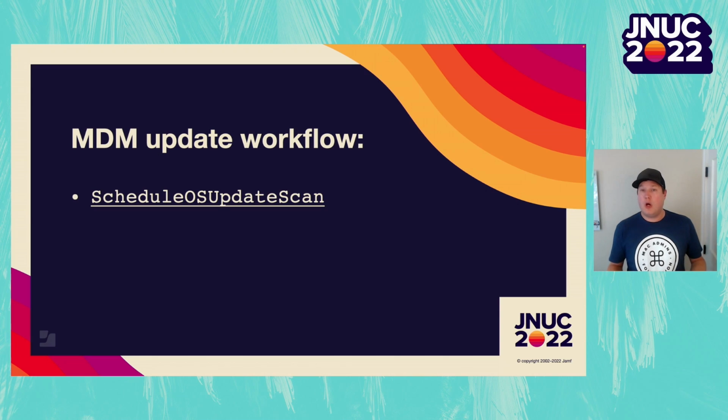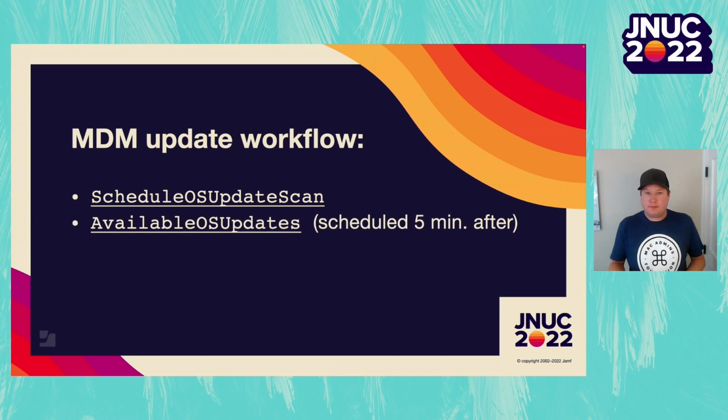The first one, schedule OS update scan. This primes the computer to make sure that it looks at Apple's servers and tells what's available to update. 5 minutes later, a scheduled command will run to run an available OS updates check, and the computer will respond with what updates are available to it. Know that this is going to work a little bit differently than what we see in system preferences, where we may just see one update. But if, for example, a machine is 2 minor releases out from the most current version, they're going to report back to MDM both of the minor versions as being available.